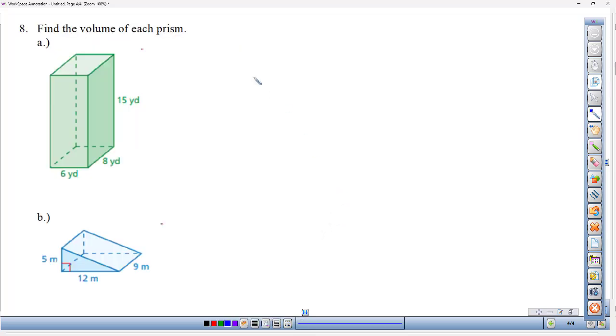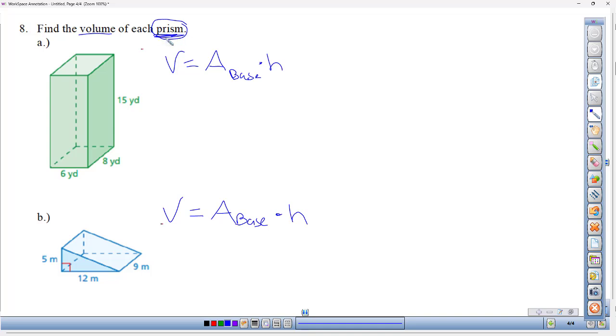All right, number 8 gives us two separate problems. They want us to find the volume of both of them, and they even go so far as to tell us that they are both prisms. So I'm going to use volume equals area of the base times height on both of them. Maybe I'll put that formula down. Those formulas help you figure out what you're doing.